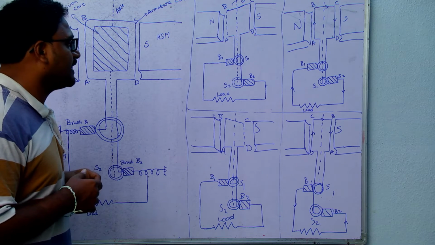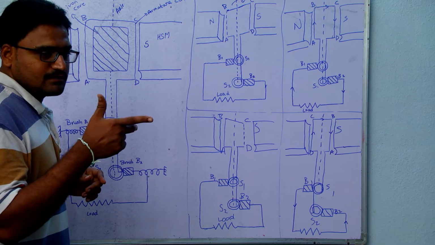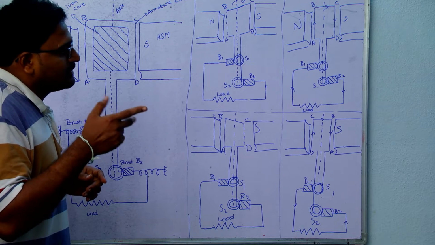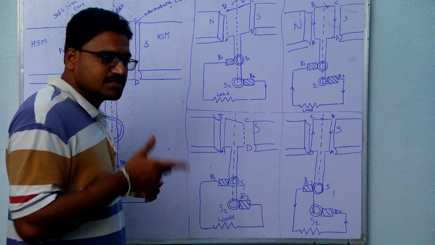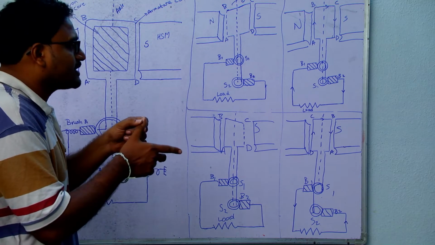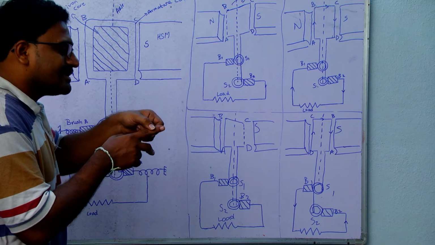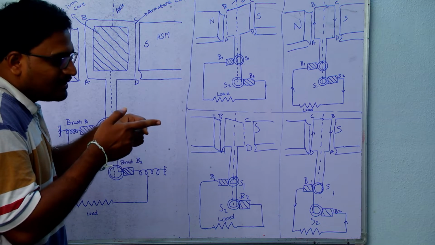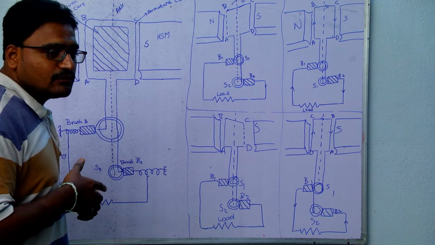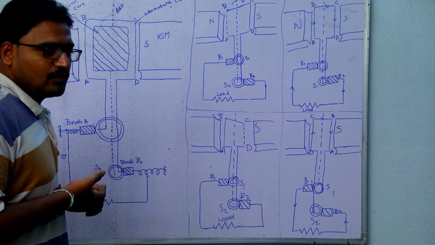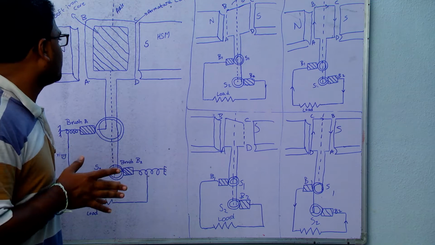Fleming's right hand rule is: stretch your three fingers, thumb, forefinger and center finger, such that they are mutually perpendicular to each other. If the thumb denotes the direction of motion and the forefinger denotes the direction of the magnetic field, then the center finger gives the direction of current. So keep these two in mind.